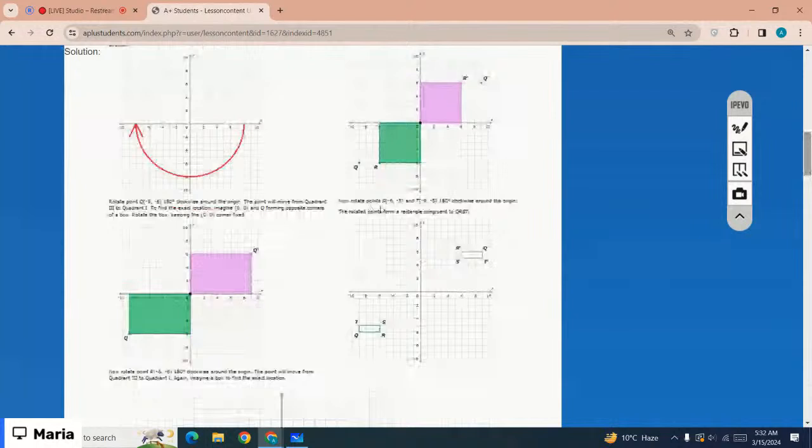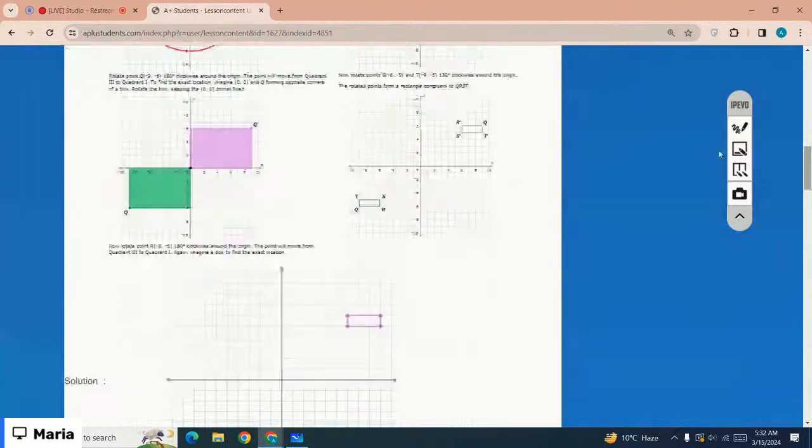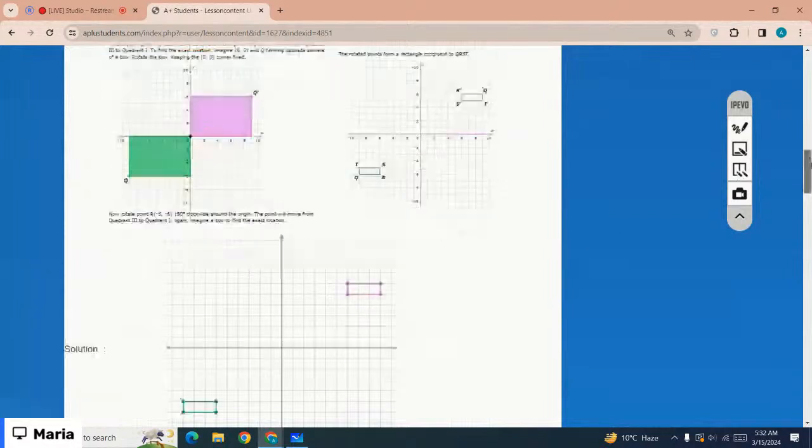Now rotate the points R, S, and T 180 degrees clockwise around the origin. Now here is the R. Now you have to rotate the point R from here to here. Rotate R clockwise around the origin. The point will move from quadrant 3 to quadrant 1. Again, imagine a box to find the exact rotation.